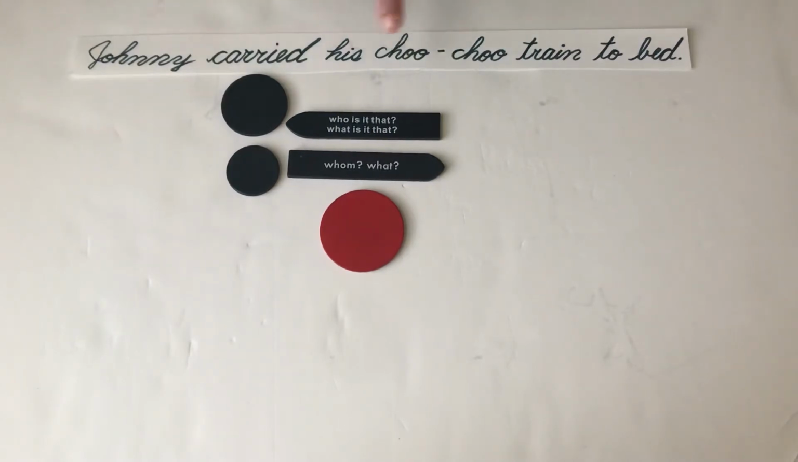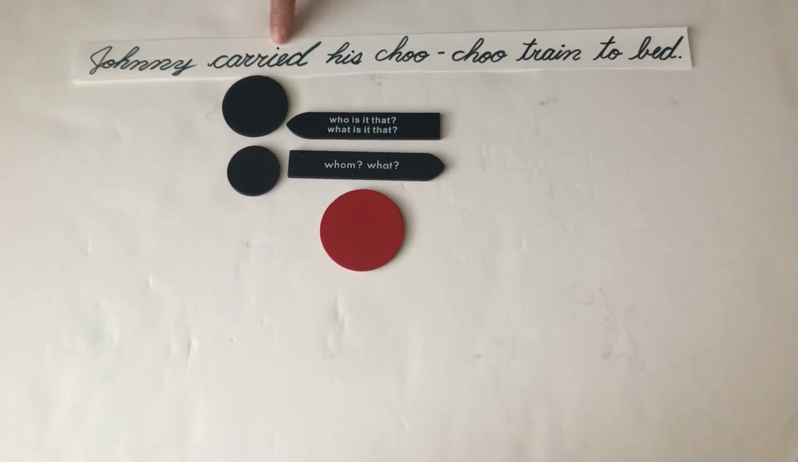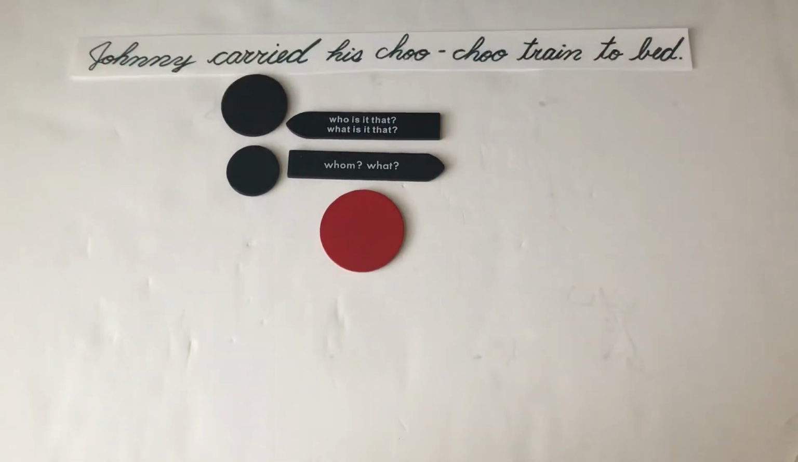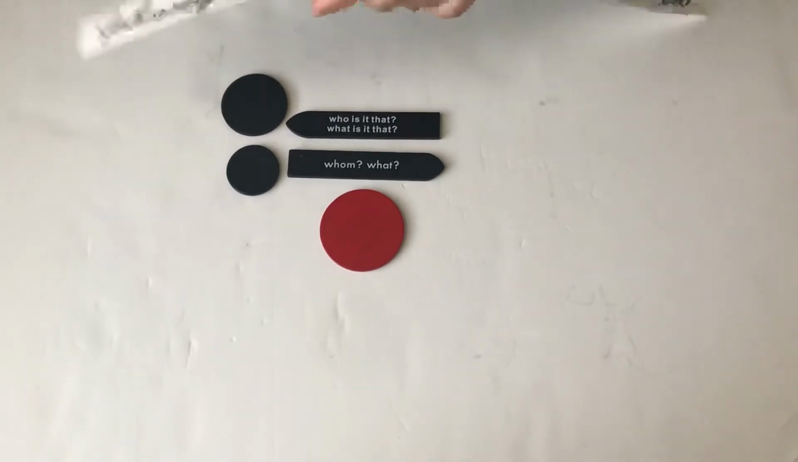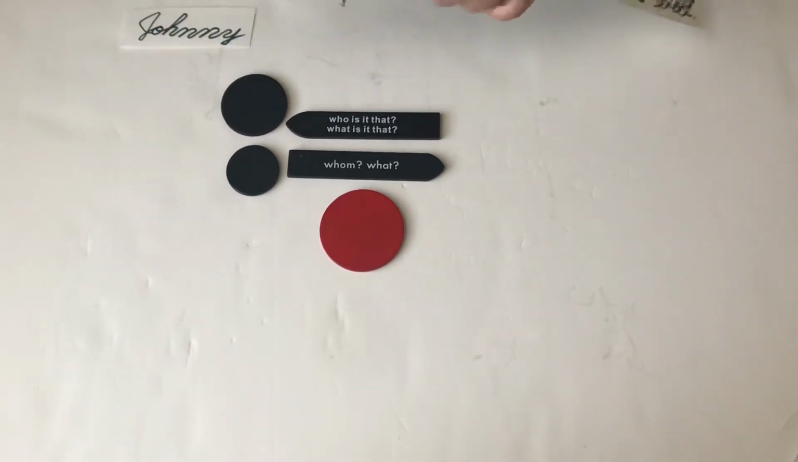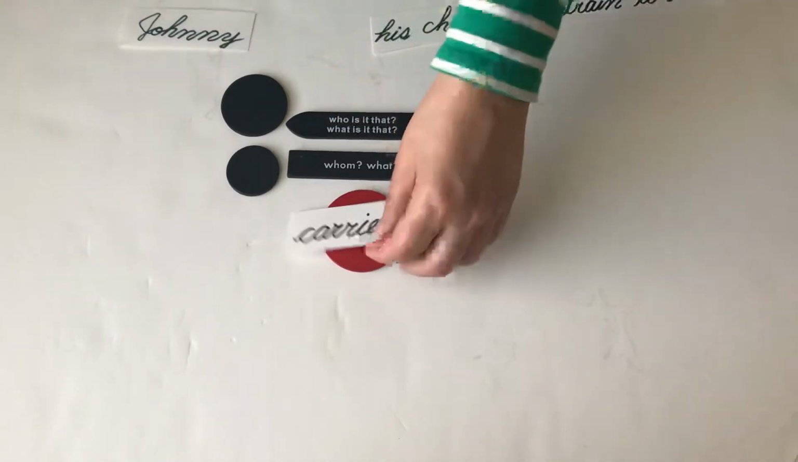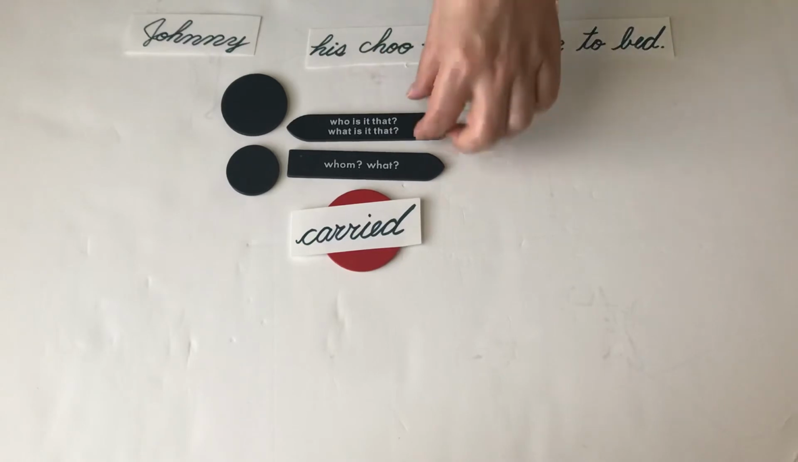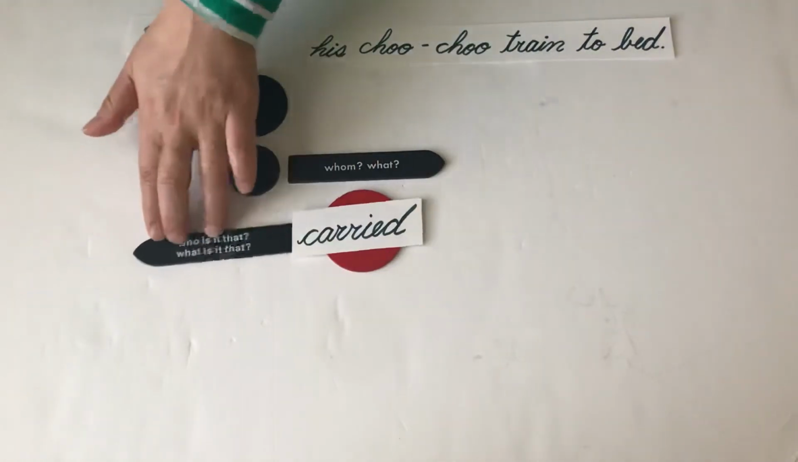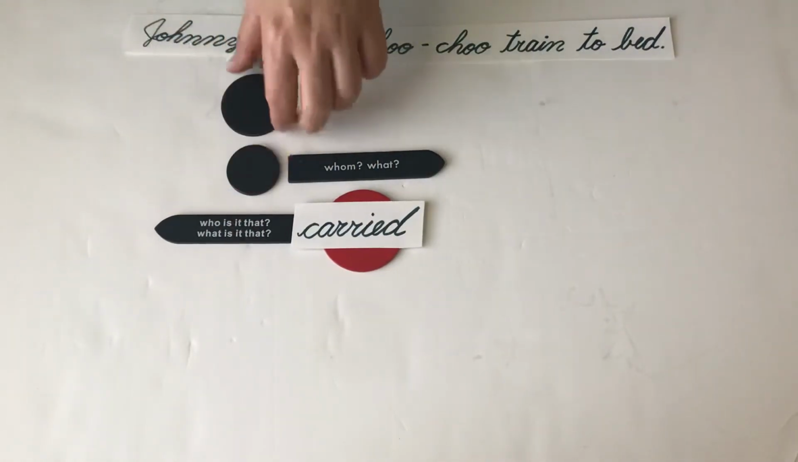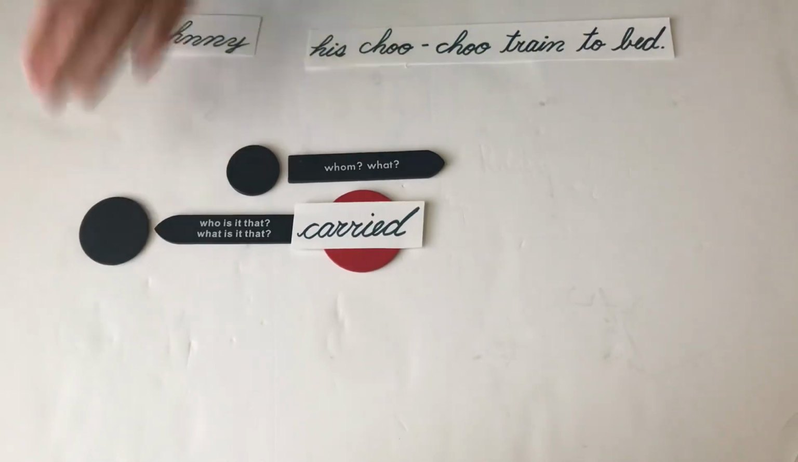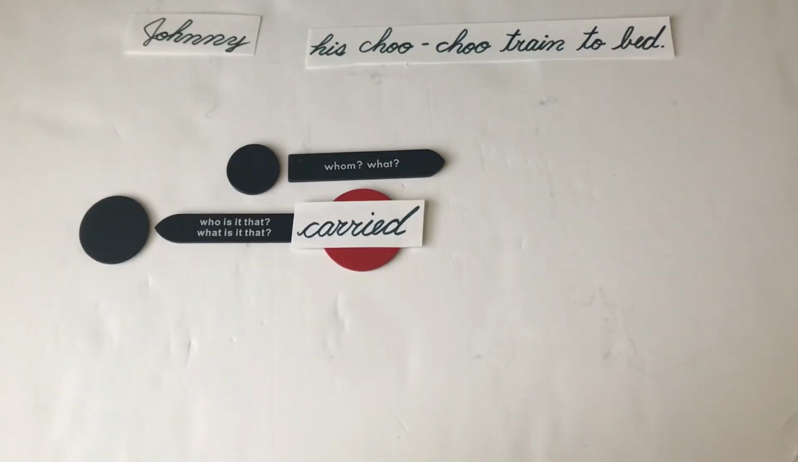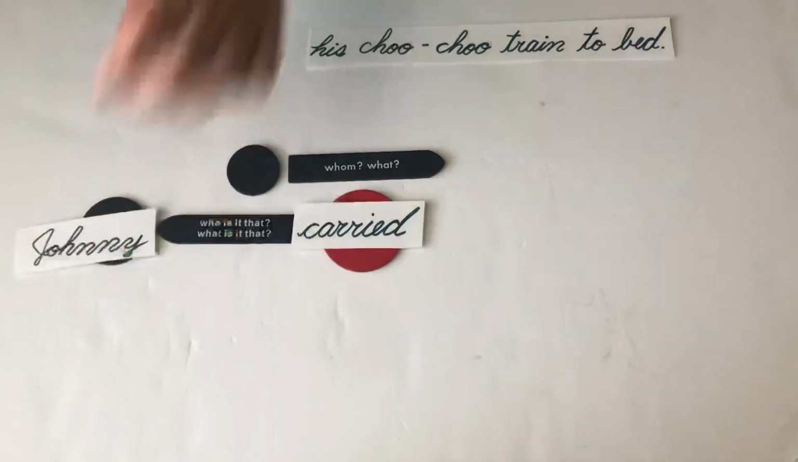Johnny carried his choo-choo train to bed. Where is the action word? Carried. Carried, and that means you're holding something, right? Isn't it an action that you can do? So, carried is the predicate. Now, the first question you ask yourself is, who is it that, what is it that carried? Who carried? Johnny. Johnny carried.